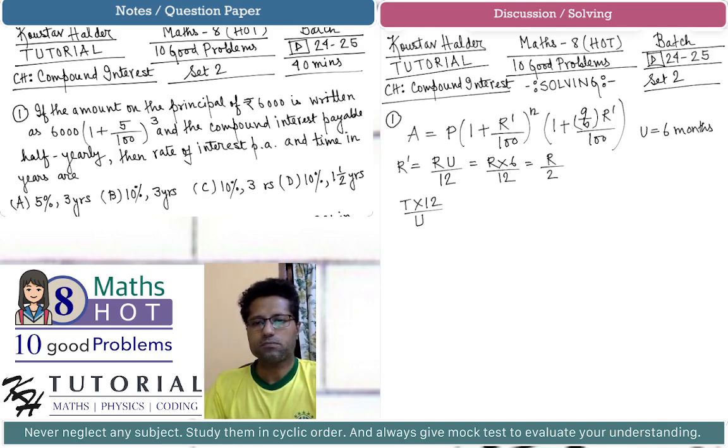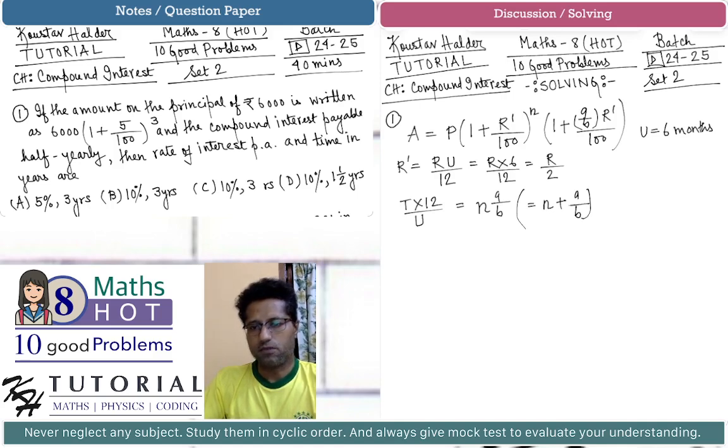So the small n and the fraction a by b are based on the value of T multiplied by 12 divided by U. When this is expressed as a mixed fraction, we get n and a by b, which is equal to n plus a by b.